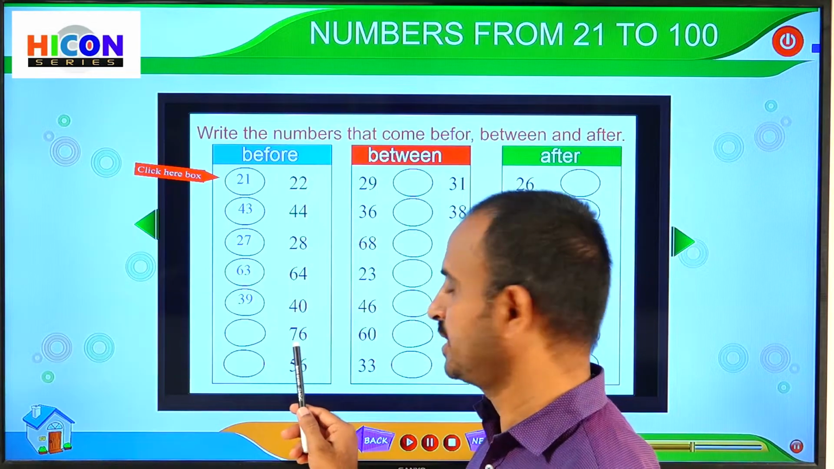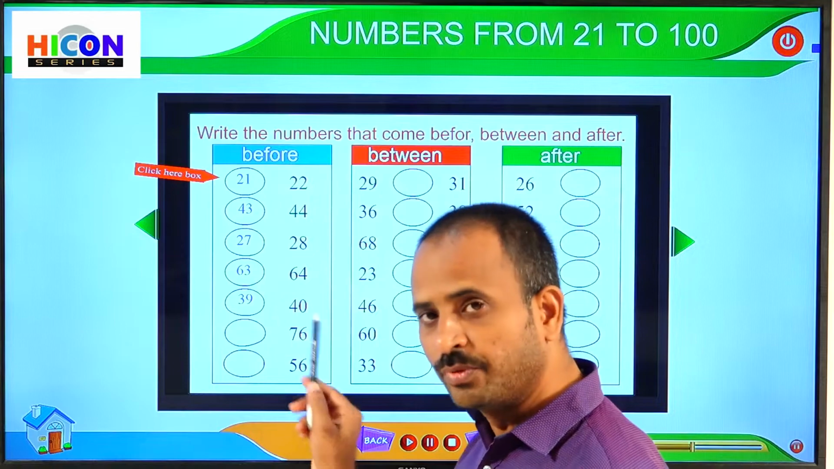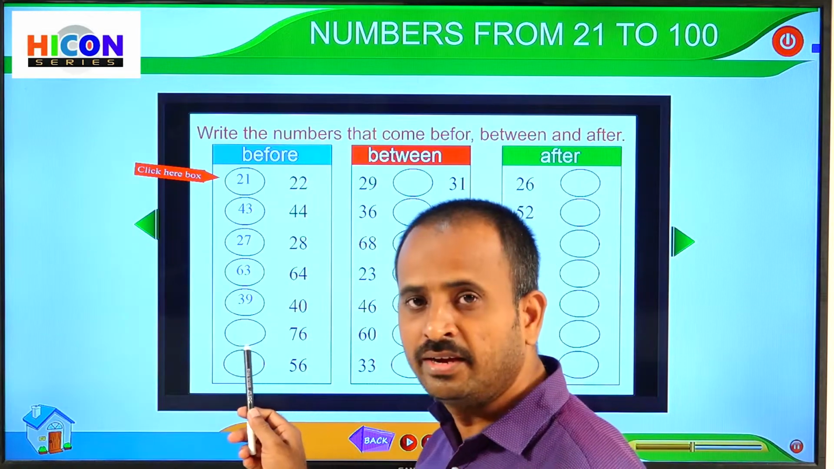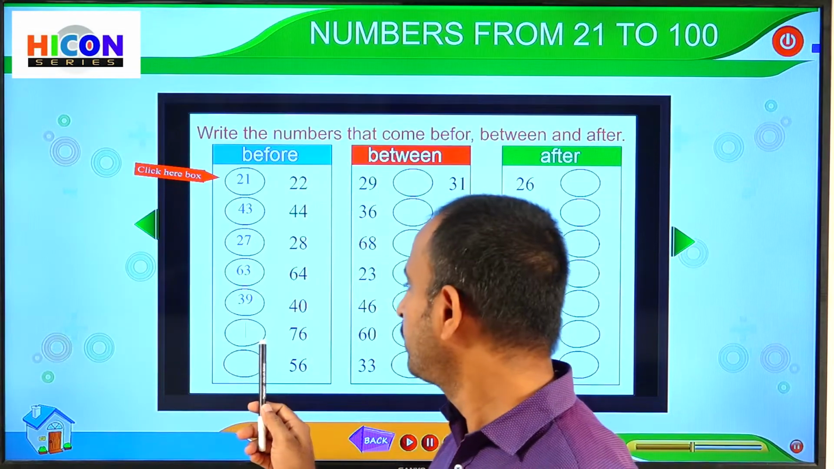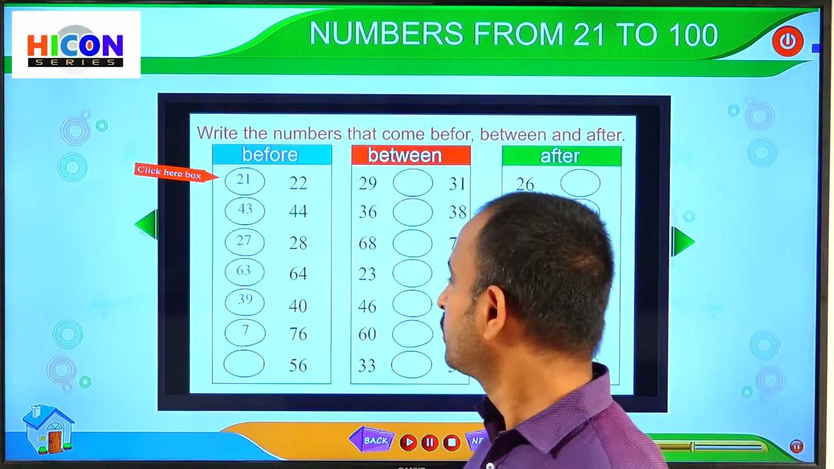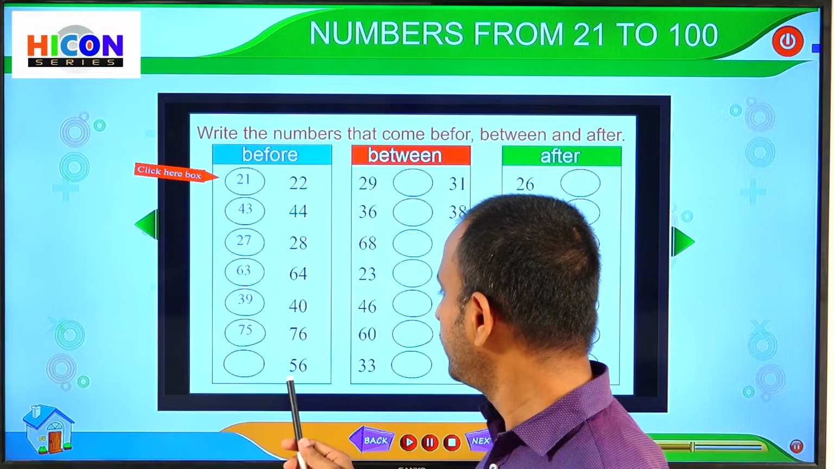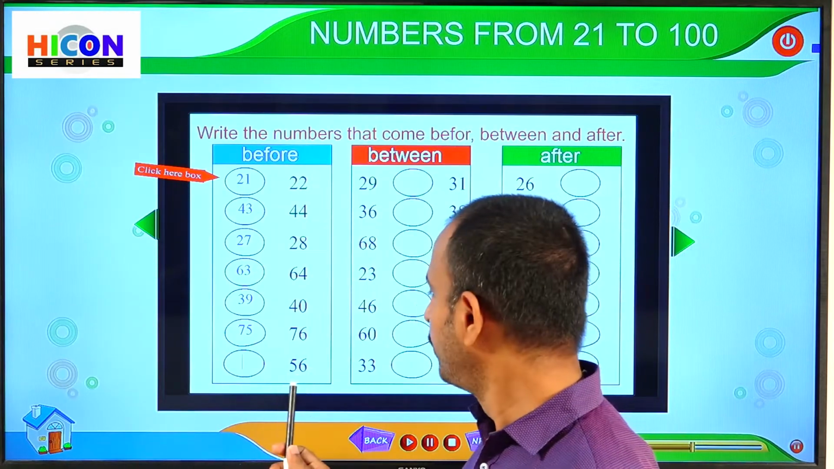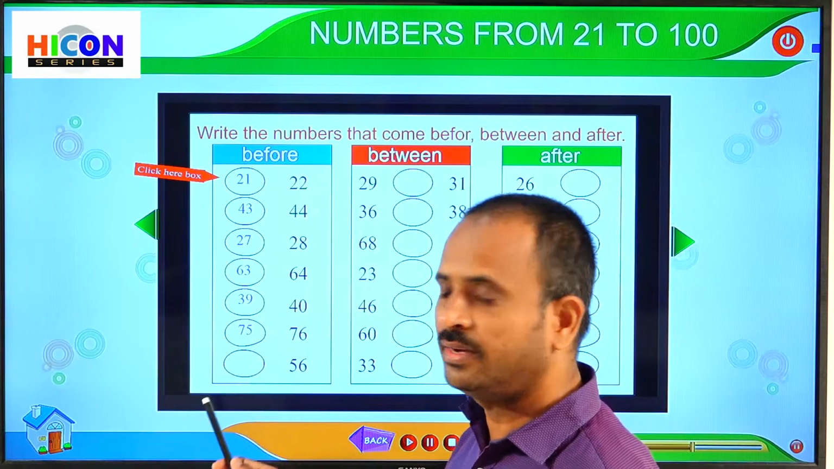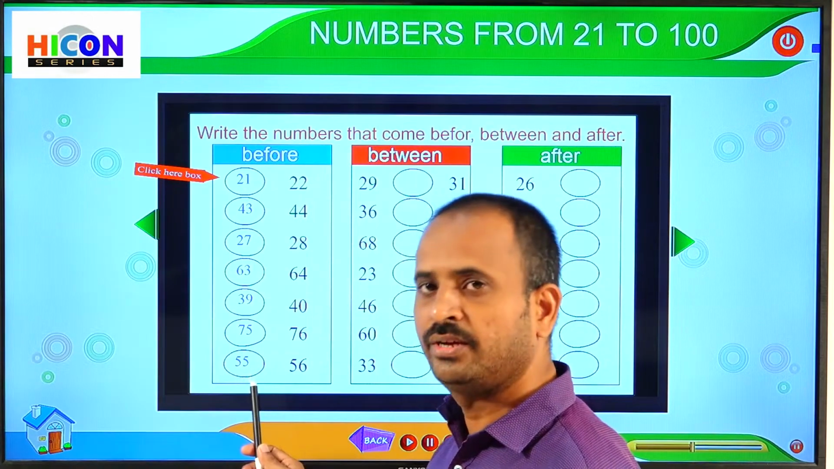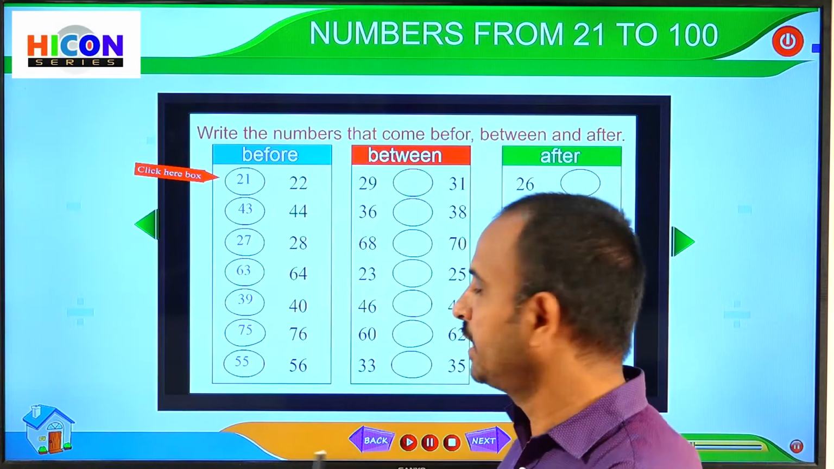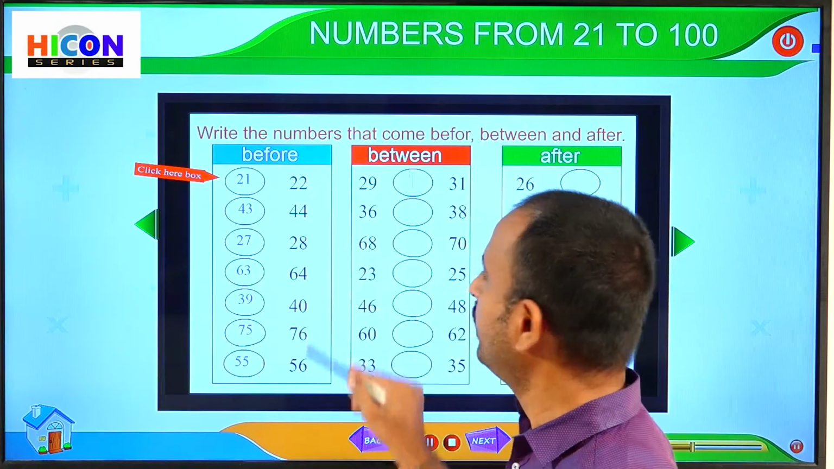Next, see the next number, 76. What is its before number? Before 76 we will get 75. So write 75 in this. Next, see the last one, 56. What is its before number? Before 56 we will get 55. So in this way we can write the before numbers simply by subtracting 1 from the given number.